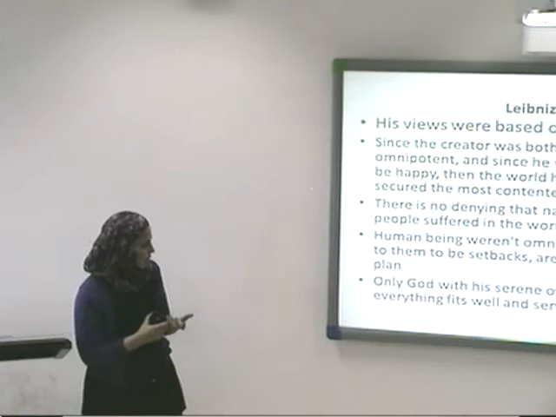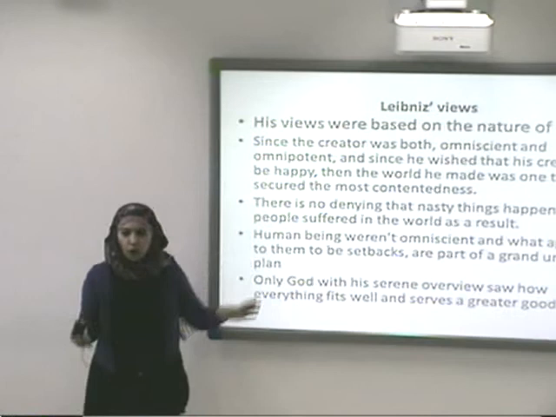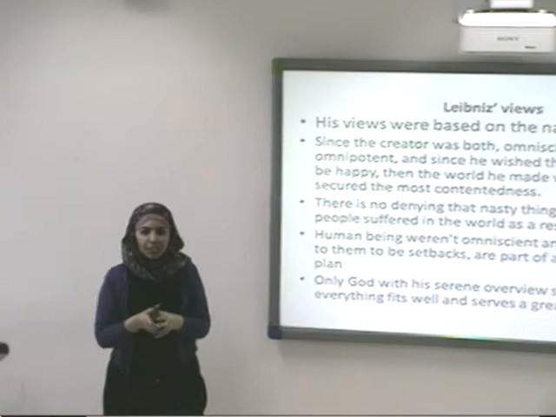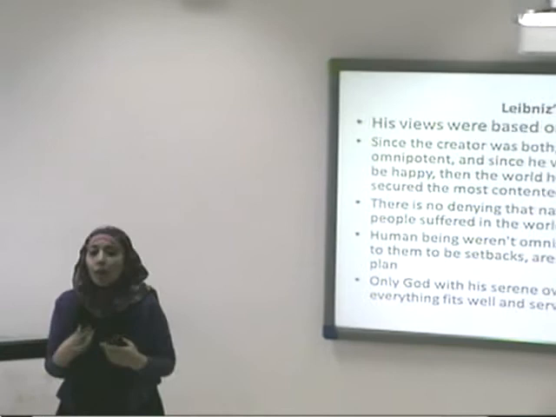Actually, human beings who suffer from these nasty things in the world are not omniscient. They're not all-knowing, okay? And what appears to them to be misfortune is actually part of a grand universal plan. So since human beings and individuals are not all-knowing, they would see misfortune as a setback. They would see suffering as a setback. However, it's part of a grand universal plan.